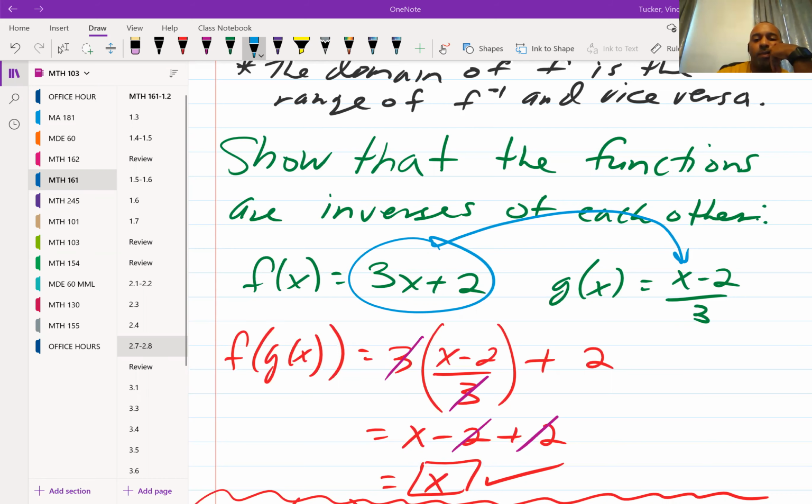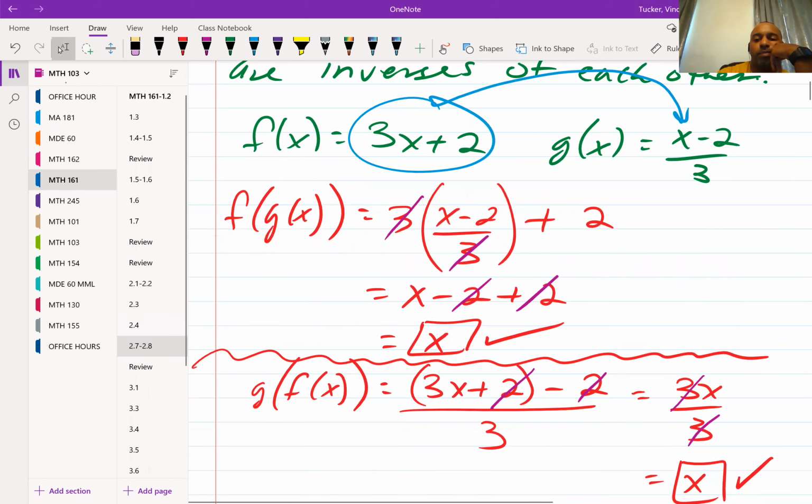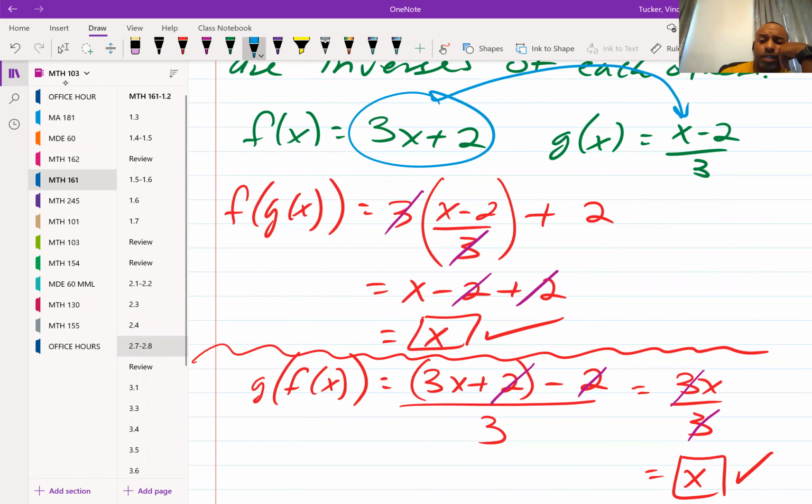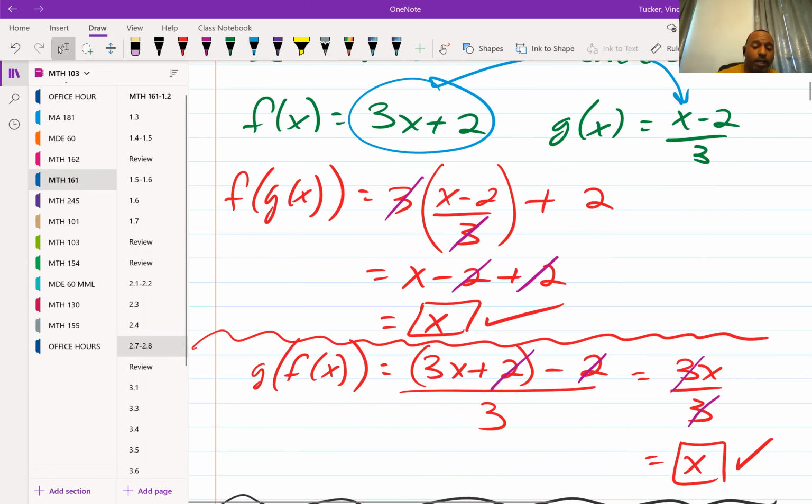So that's what I did down here. Now I just use the parentheses right there for 3x plus 2 just to signify that that was the function, but there's nothing holding those parentheses there. So 2 minus 2 can cancel, and that leaves you with 3x over 3. 3's can cancel and leaves you with x. So once again, plugging G into F, reduce down to x, plugging F into G, reduce down to x as well. That proves that both of these functions are inverses of each other.